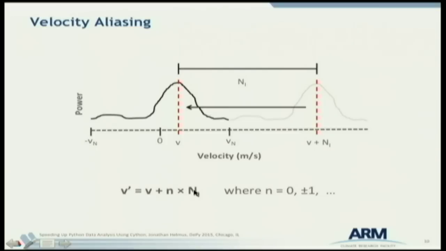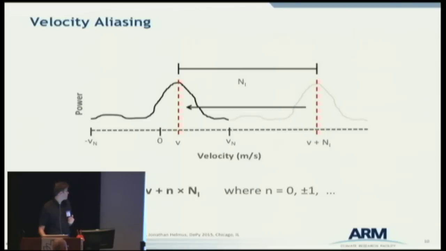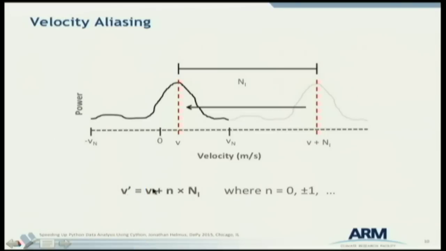And so a challenge for researchers is how do we derive these true velocities from the ones that we measure? What that really comes down to is how do we figure out the number of Nyquist intervals to add to every gate in our volume? And so you can start thinking about it, and you say, oh, we're going to develop some algorithms.